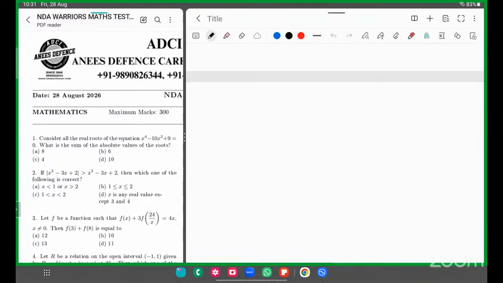Question number one. First of all, we must read the question carefully. Consider all the real roots of the equation x raised to power 4 minus 10x square plus 9 equal to 0. What is the sum of the absolute values of the roots? This is our first question.